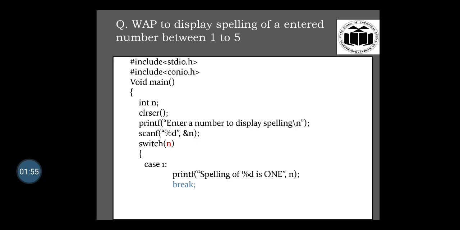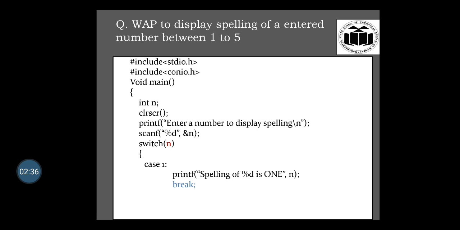First, we will see simple program to display a spelling of a number between 1 to 5 as entered by a keyboard. First of all, you have to include header files of a program that are required to execute your functions included in a program. For example, stdio.h is needed because we are writing printf and scanf functions that are defined in stdio.h file, and we are also including conio.h.